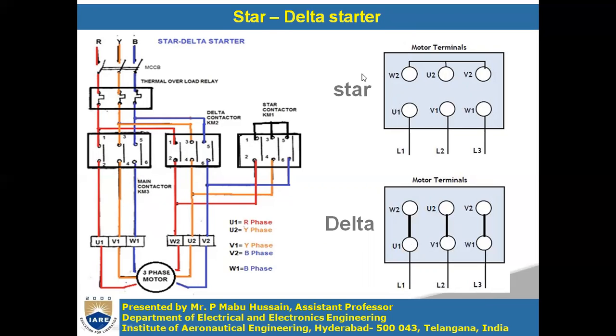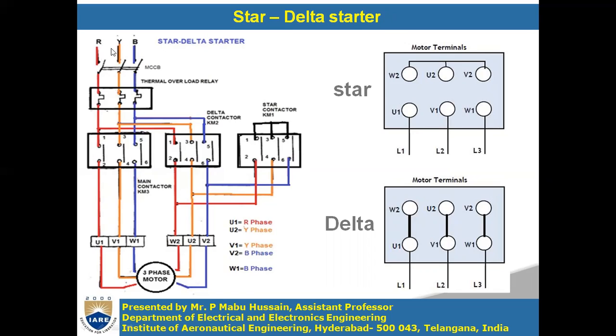Okay, so this is how you can connect the windings of the motor in star or delta. Depending upon these connections, you have to give the wiring here. This is the three phase supply R Y B. Here you have the thermal overload relay. Depending upon the current flowing through this, there will be some temperature. Depending upon the temperature, this relay may open if there is an overload on the motor. This thermal overload relay may or may not be present.